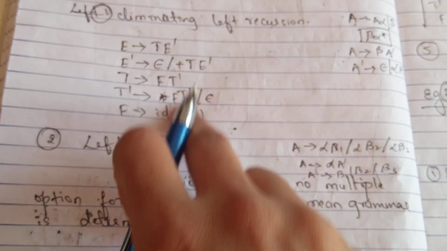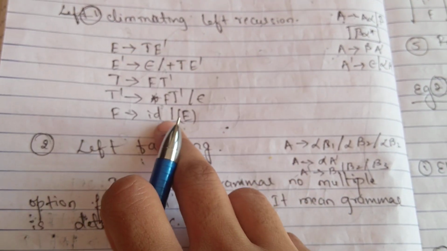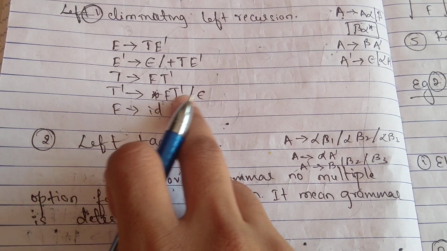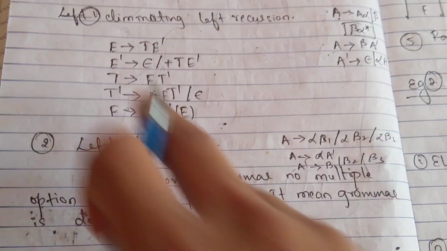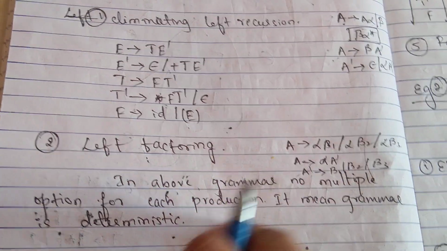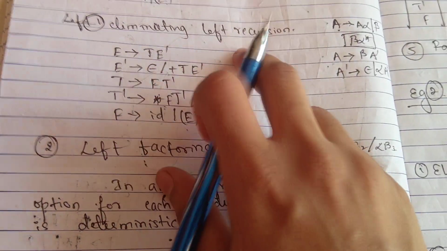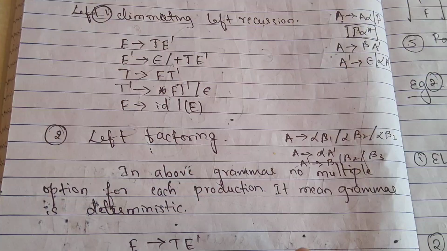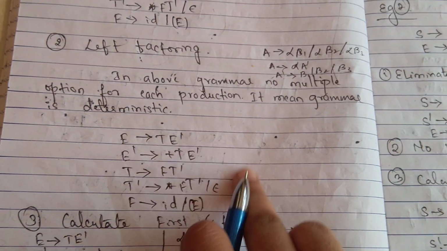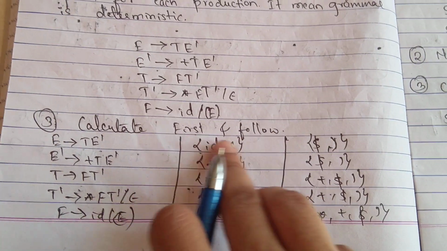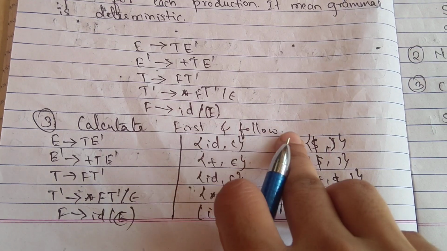But for this particular case, there are no multiple options. Even if I have multiple options, they are given with epsilons. So there is no need to go with left factoring. We just went with eliminating the left recursion. Next, the third step is that we need to calculate first and follow.